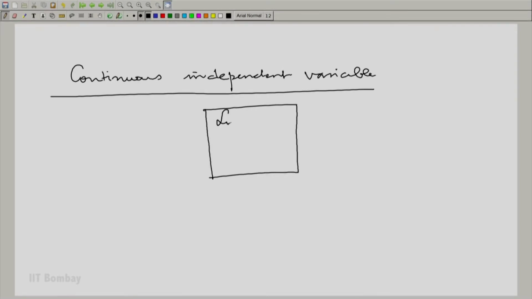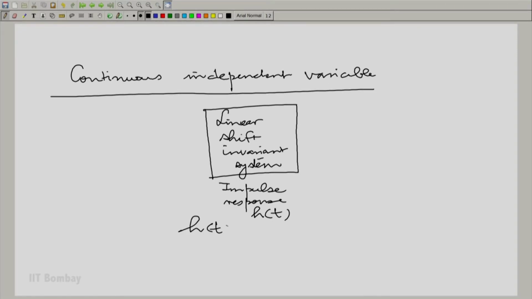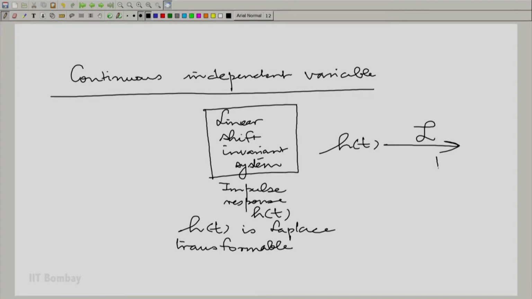So, let us review the context. We have a linear shift invariant system. Its impulse response is h of t. h of t is Laplace transformable, and h of t has the Laplace transform given by capital H of S with a region of convergence R_H. This is the expression, this is the region of convergence.